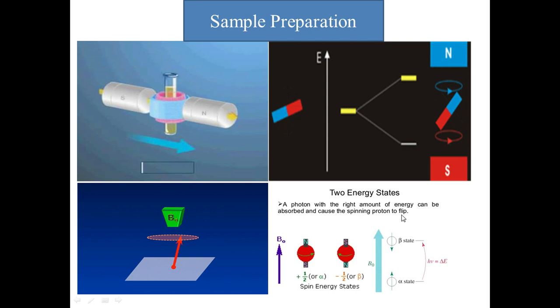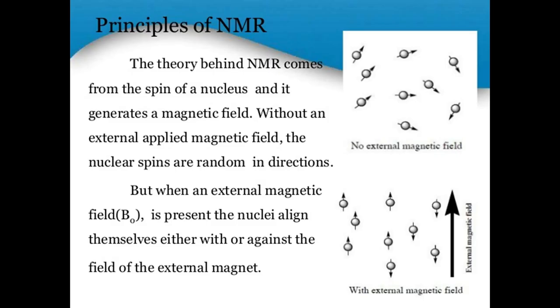The proton which receives the right amount of energy can be observed. In the case of spinning, the proton flips, for example from the alpha state to the beta state. The energy for h nu is equal to delta E. B naught gives the plus alpha state and the minus beta state. So these are the spin energy states. The alpha state is excited to the beta state. Then spin relaxation and spin-lattice relaxation occur, so we can collect the signal easily. So these are the principles of NMR.